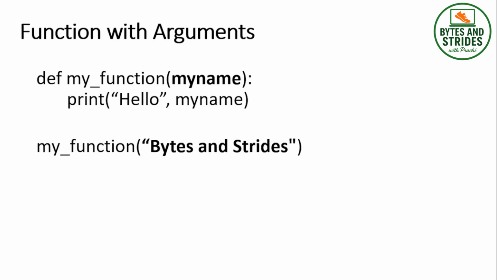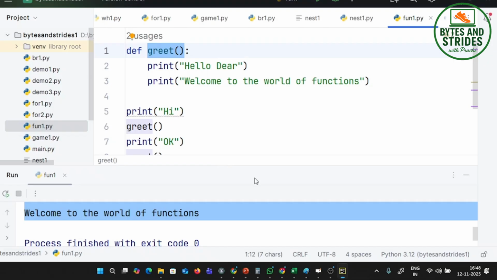Let's go ahead with another thing in functions: function with arguments. Arguments are values which we pass to a function, and these arguments can be one or many. If you want to convey some information to the function, we can pass arguments. So let's take another example.